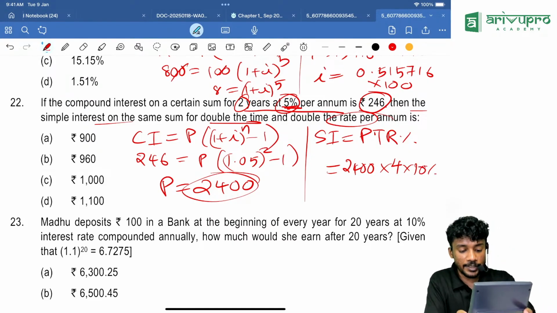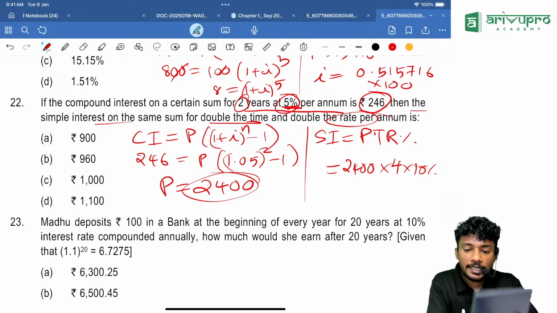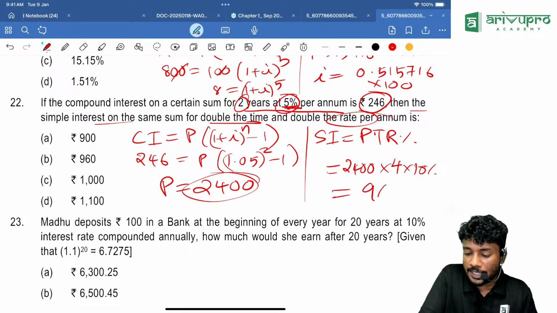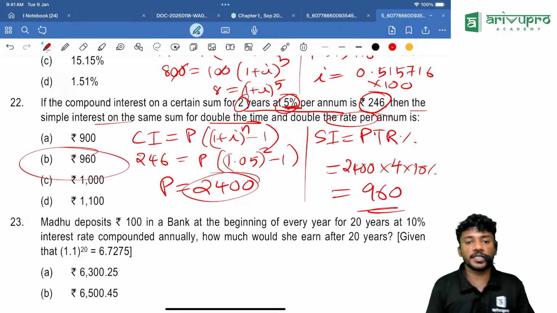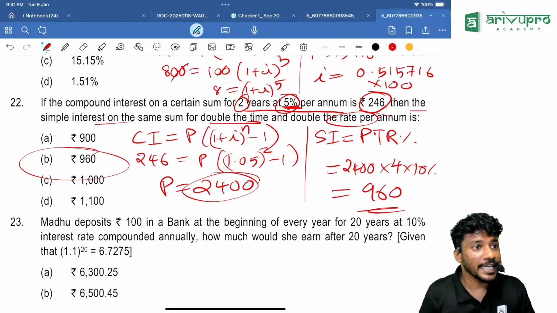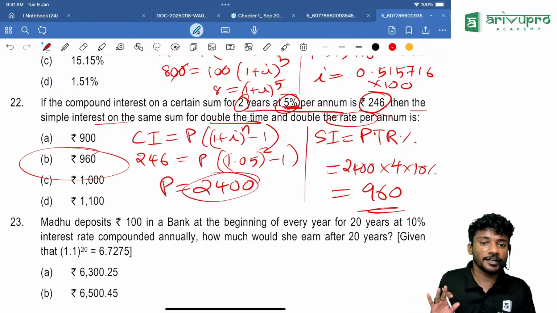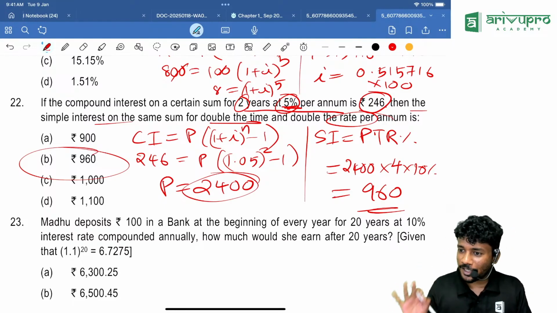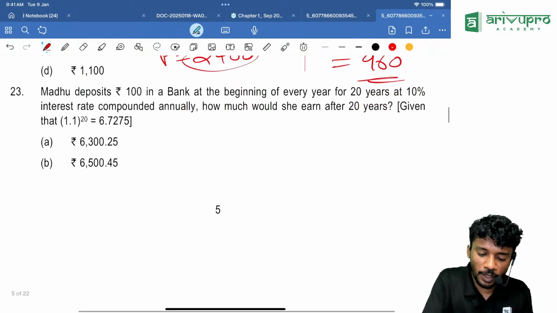Everyone take the calculator. 2400 into 4 into 10. Then click the percentage sign. You are getting it as 960. Option B is our answer. Anyone is having any doubt? Got the point? Questions are very direct, right? Yes. Next one. Option A.